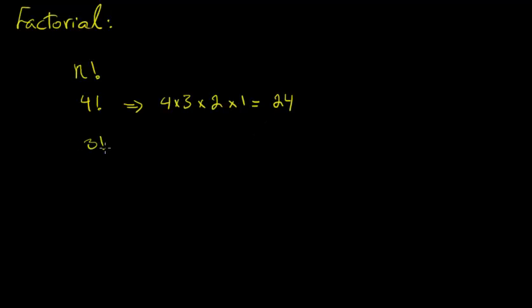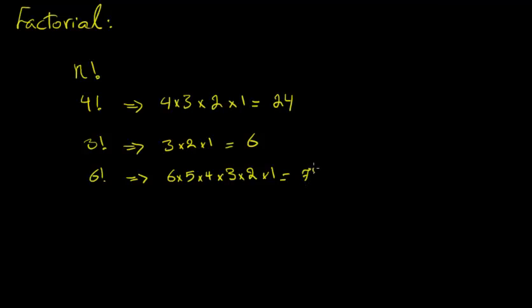What about 3 factorial? 3 factorial means 3 times 2 times 1. It equals 6. So factorial means multiply the number all the way down to 1. So let's say we have 6 factorial. It means 6 times 5 times 4 times 3 times 2 times 1, and it equals 720.